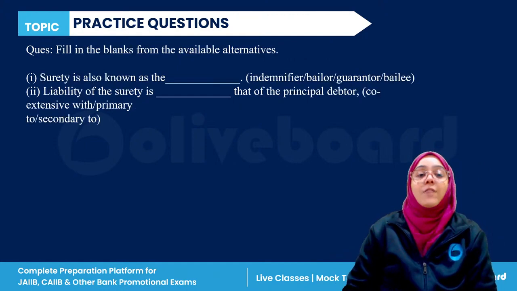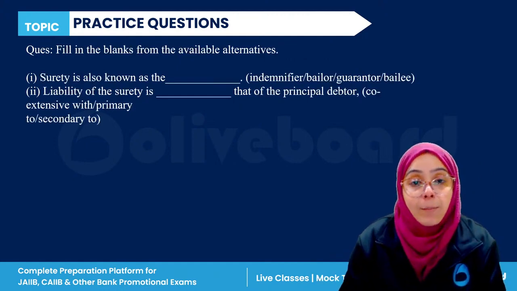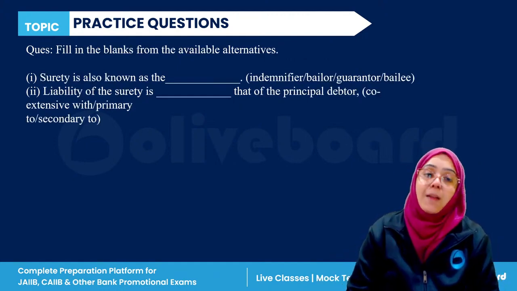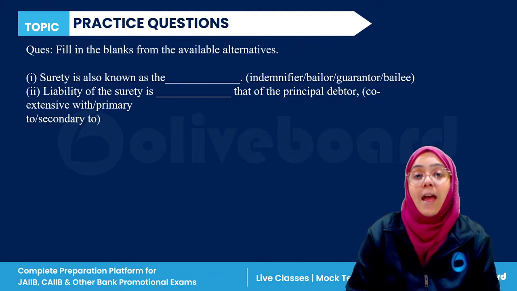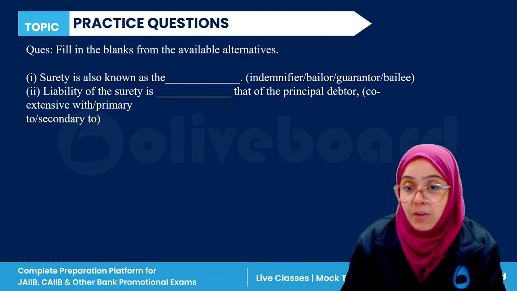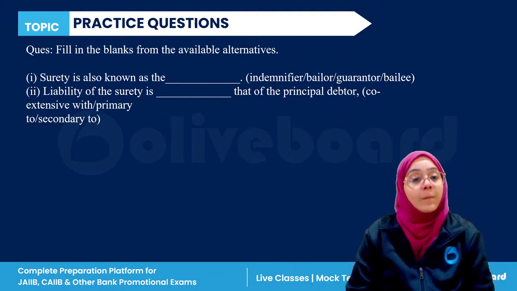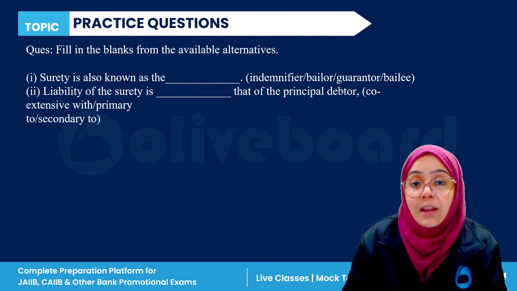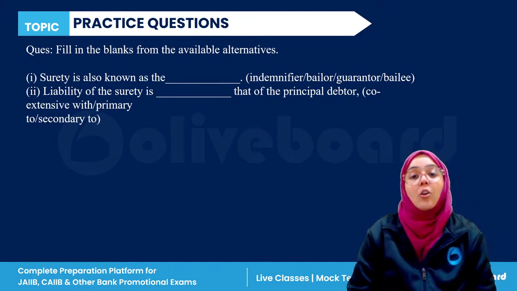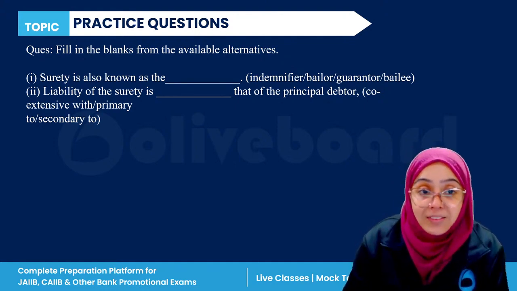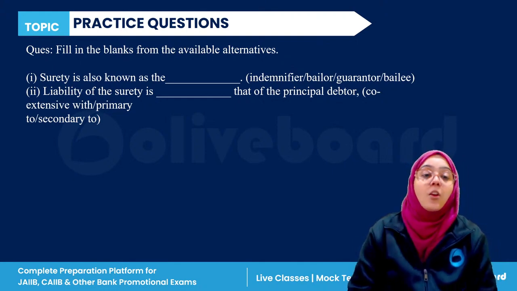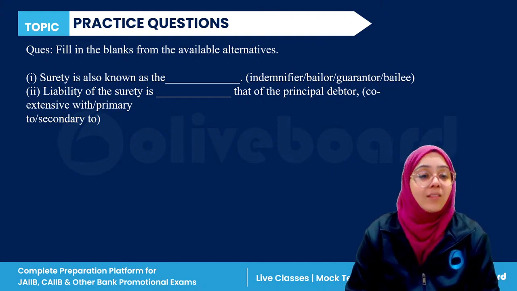Next question. Fill in the blank for the available alternatives. Surety is also known as the indemnifier, bailor, guarantor, or bailee, whereas the liability of the surety is dash that of the principal debtor: coextensive, primary, or secondary. Everyone, please answer this question.